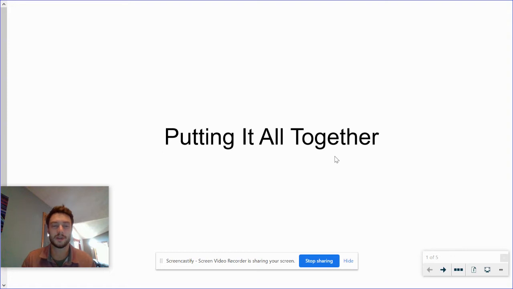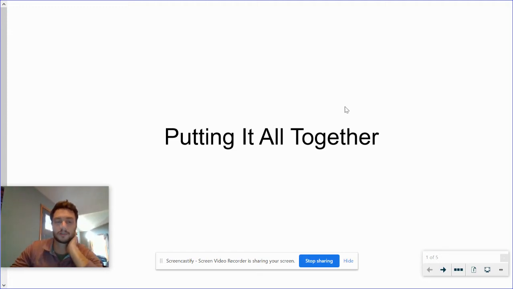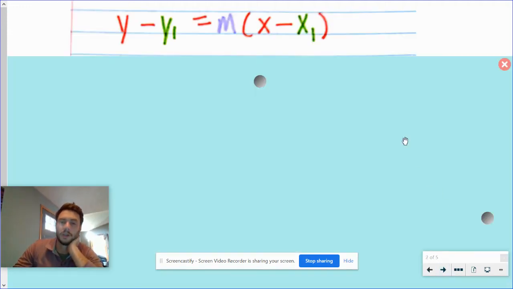And now we have the last piece of the puzzle where we aren't given the slope, and we're given 2 points. So that's going to be kind of our last one. But let's do a refresher first from last week. So the first thing we did last week was something like this. This is point-slope form.